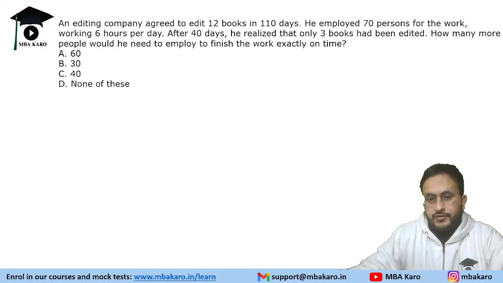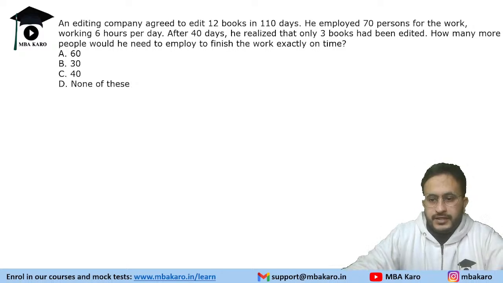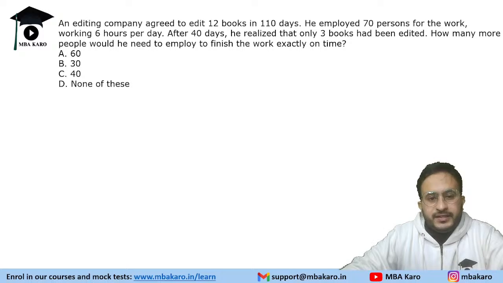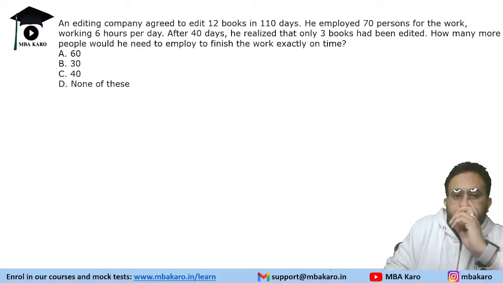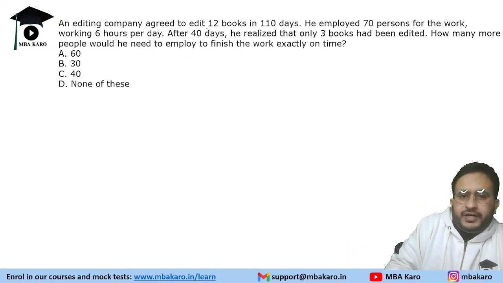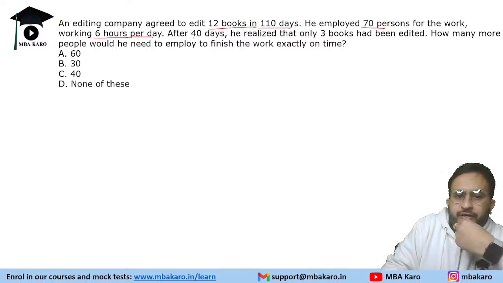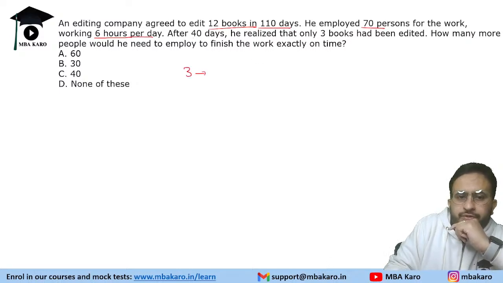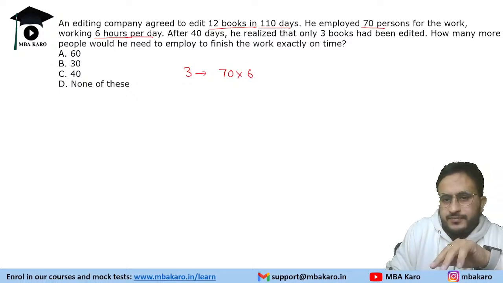So find the number of workers that needs to be. Okay, so you're getting 50. Let's see. So the person had to edit 12 books in 110 days. Okay, fine. He employed 70 persons for the work, working 6 hours per day. Okay. After 40 days, he realized that 3 books had been edited. So for 3 books, the total work is 70 persons into 6 hours per day.